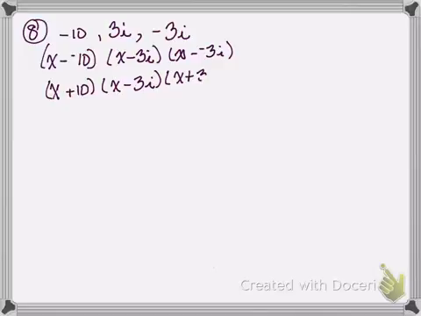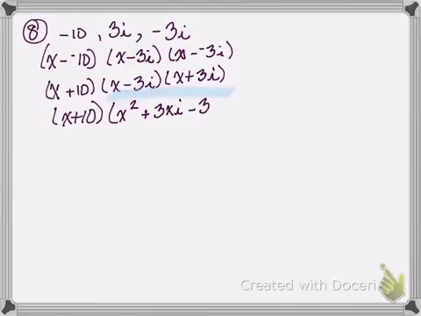And sometimes the pen does funny things, so we're going to clean that up. x plus 3i. So I'm going to leave my x plus 10 alone, and I'm going to go ahead and FOIL these two factors, x minus 3i and x plus 3i. So I am going to bring down x plus 10. Okay. Then I have x times x, so I'm just FOILing these, and I get x squared. x times positive 3i is going to give me 3xi. Then I'm going to have negative 3i times x. That gives me negative 3xi.